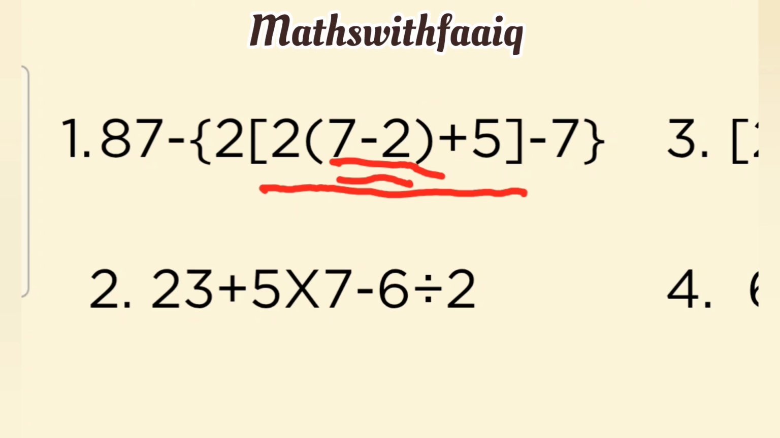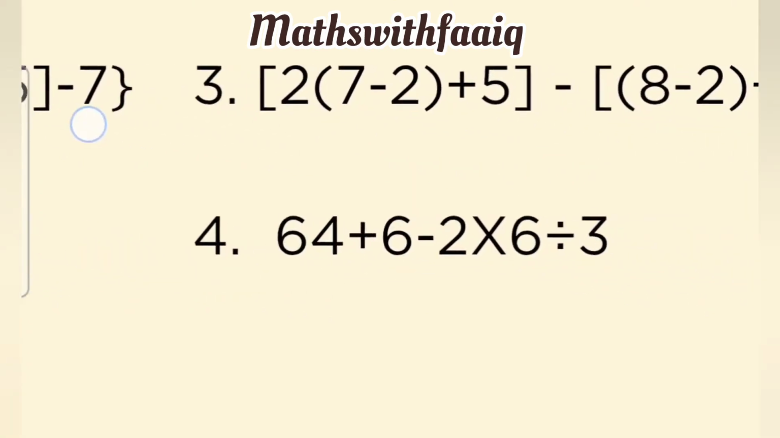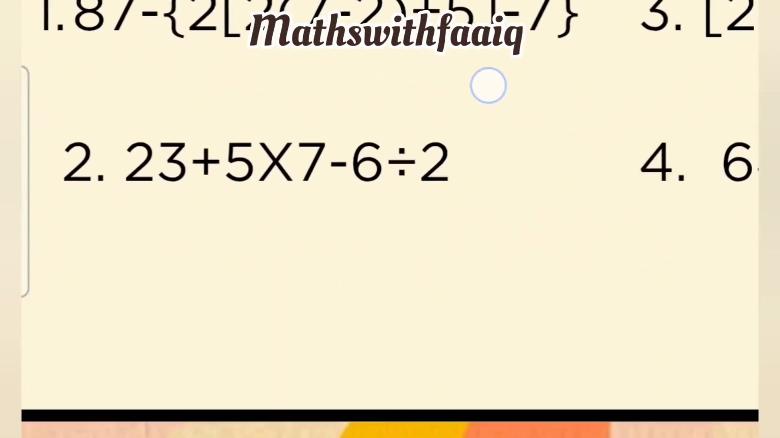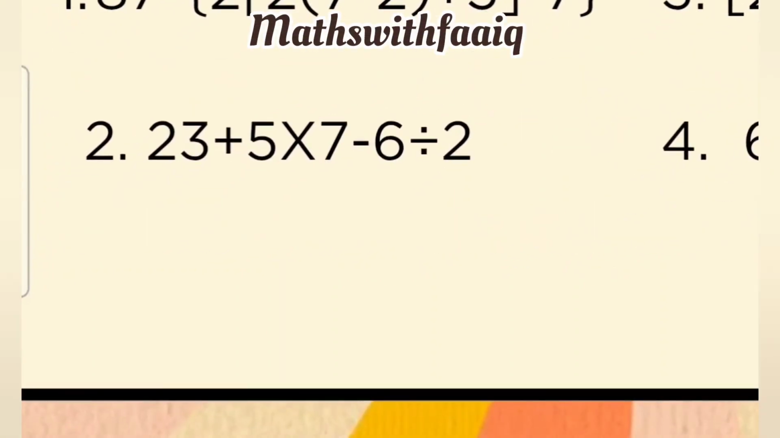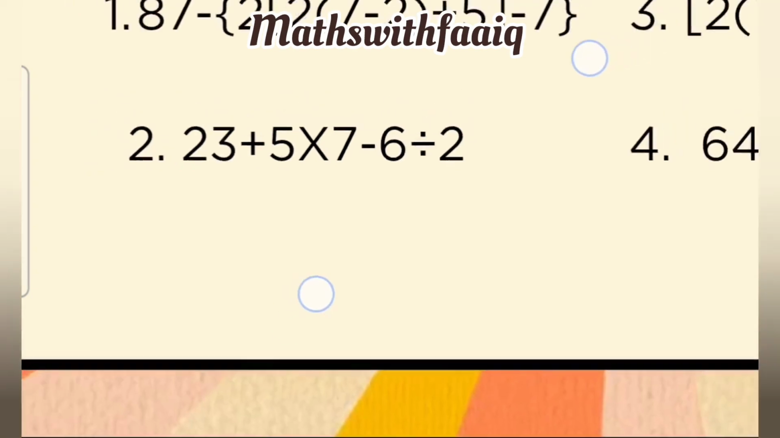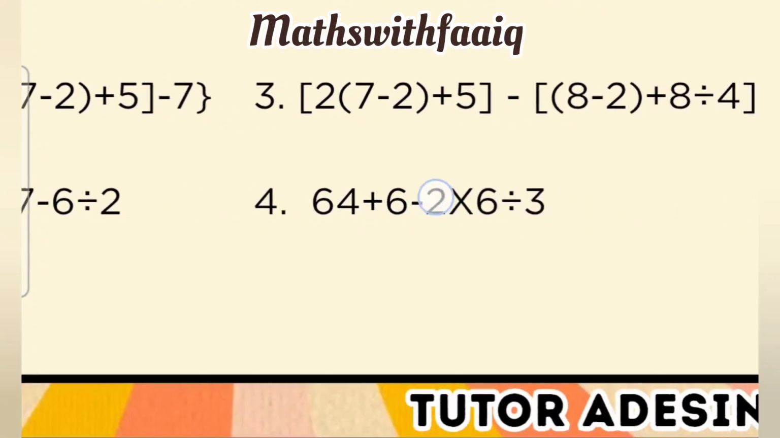Now look at the second one, the number 2. Here, we don't have any parentheses. What you are applying here is just the multiplication and the division before you add. So you multiply 5 by 7, then minus, you divide 6 by 2. You will get the result. Very simple, easy peasy, lemon squeezy.